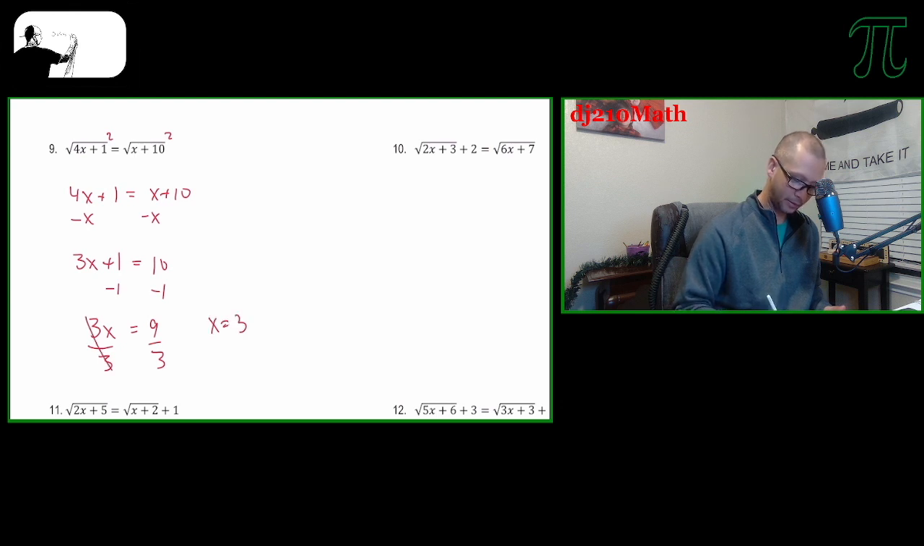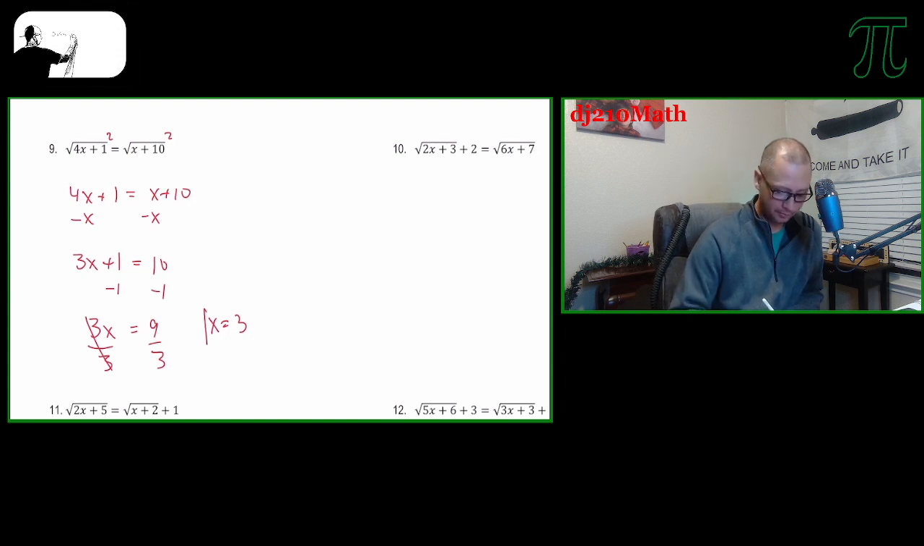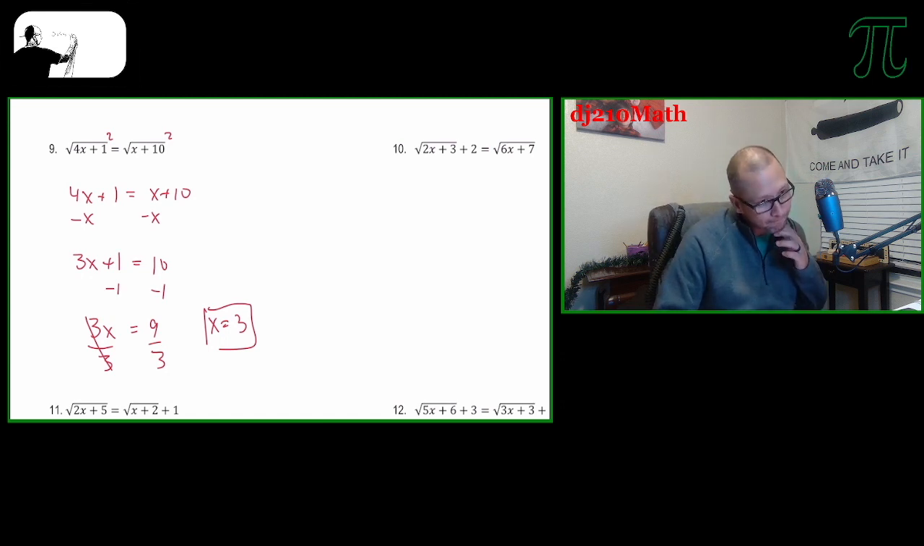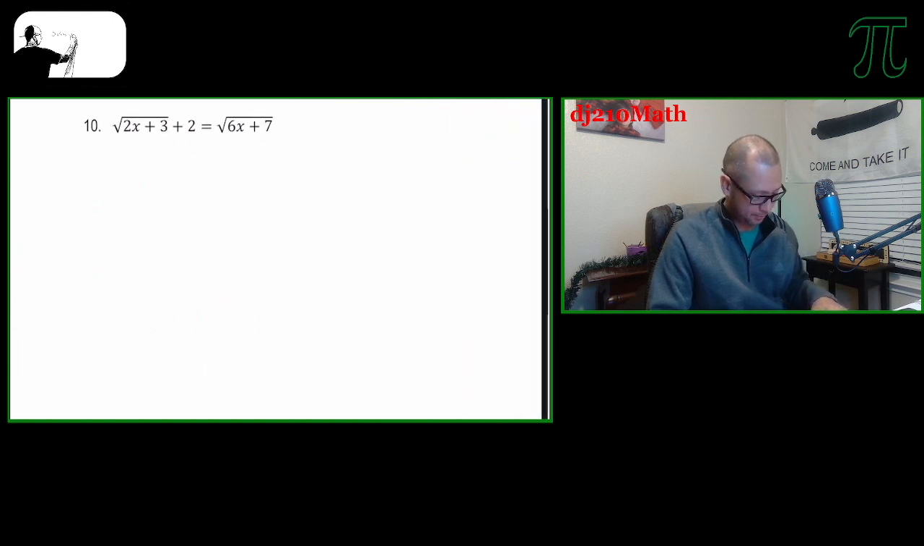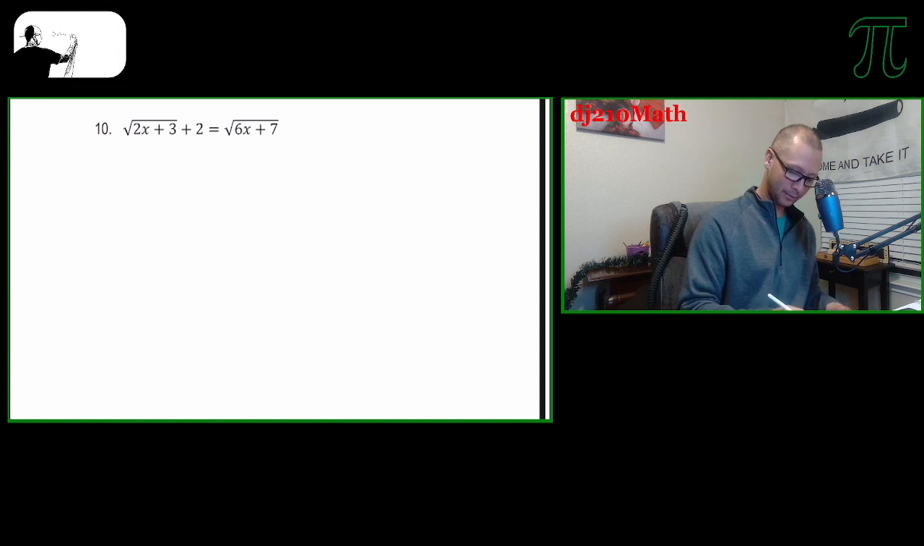X is equal to 3. I feel like I'm missing something. That felt too easy. Typically, these get harder as the homework goes on. It is late. Let's just go with it. If it's wrong, we can talk about it later. All right.